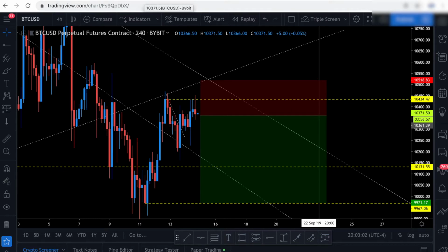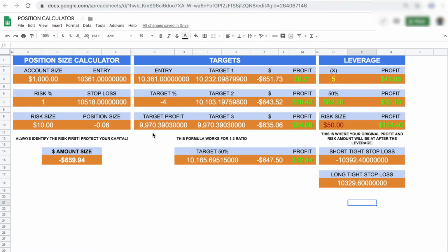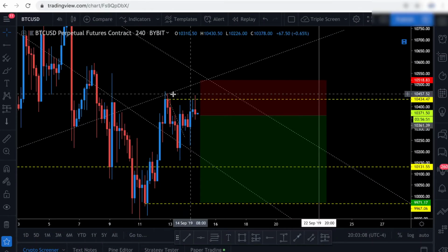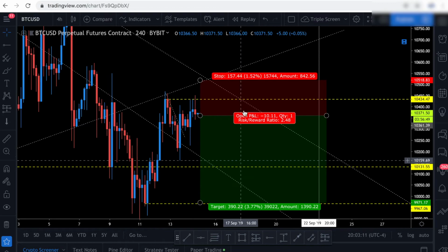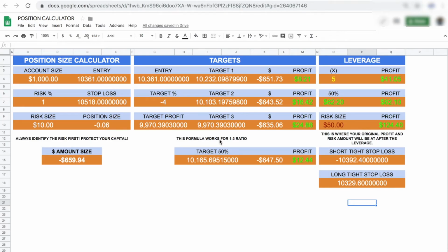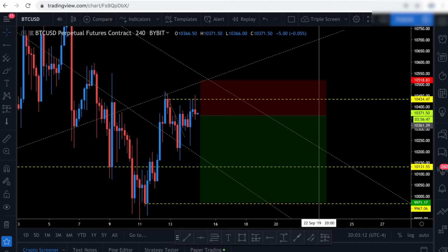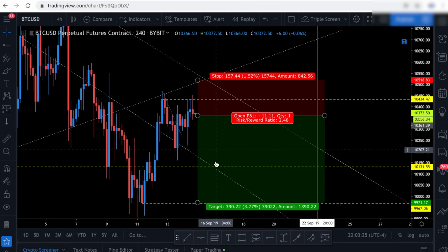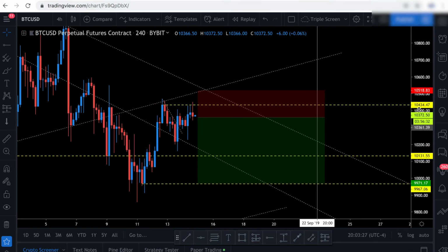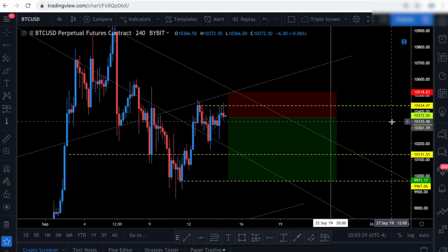And one thing that I want to say, always trade the chart, right? Always trade the chart, not the tool. Even though I always like to find a 1-to-3 ratio, these targets over here don't mean that these are the actual targets that look good and are the right targets in the chart. You know what I mean?